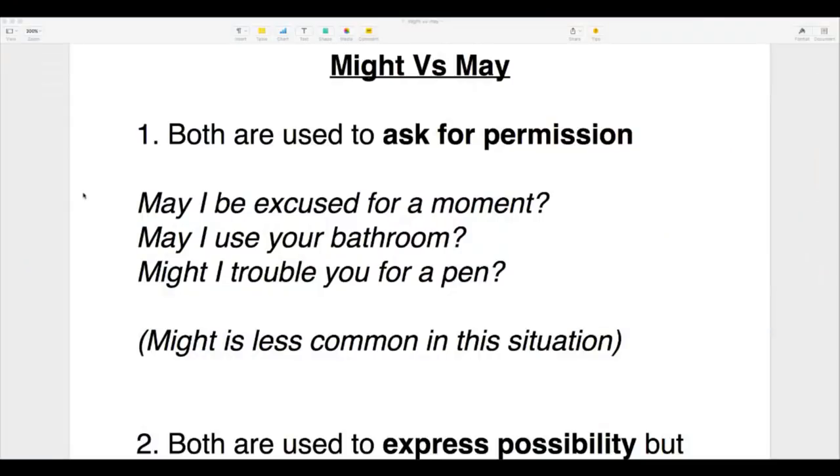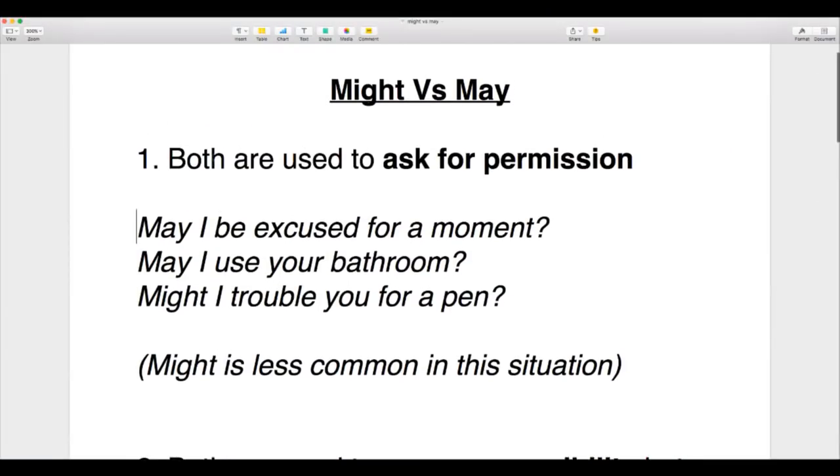Might versus may. So they are both used interchangeably. They're both used to ask for permission. So if you're asking for permission to do something, for example, we might say, may I be excused for a moment? May I be excused for a moment? This is quite a common and very polite way of asking if you can just leave for a minute.